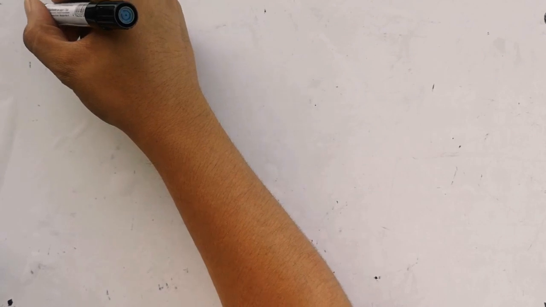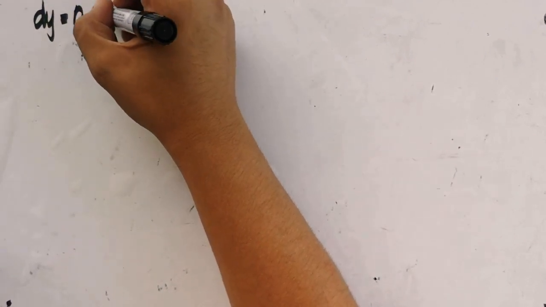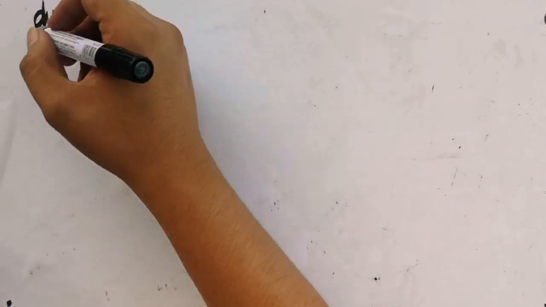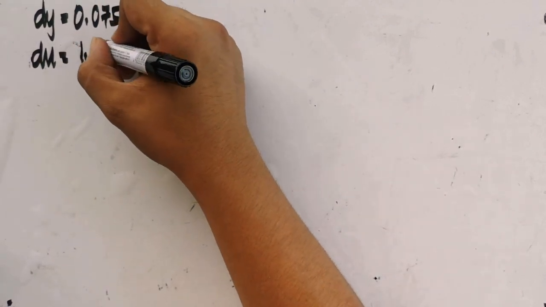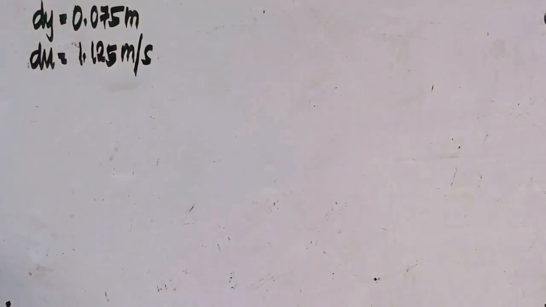Okay, so for problem number 3, in a fluid, the velocity measured at a distance, dy, is equivalent to 0.075 meters from the boundary. So the velocity, du, is equivalent to 1.125 meters per second.